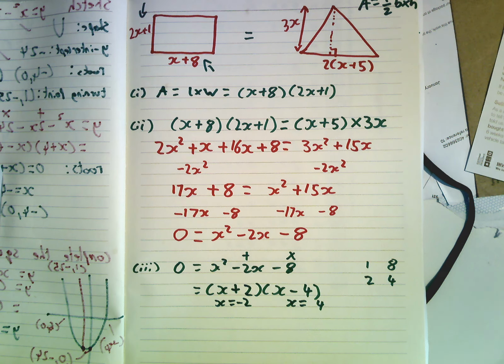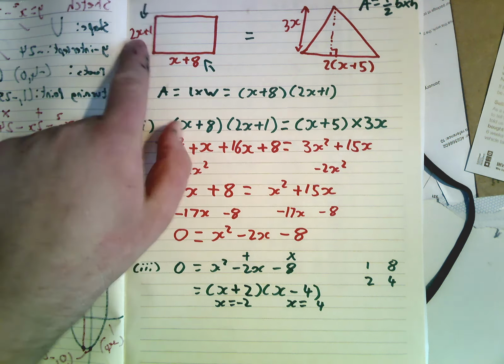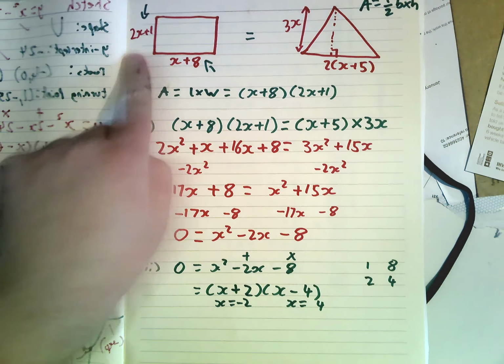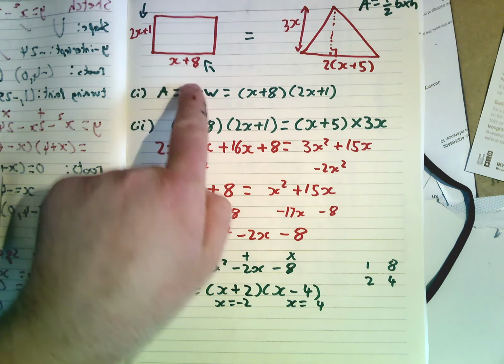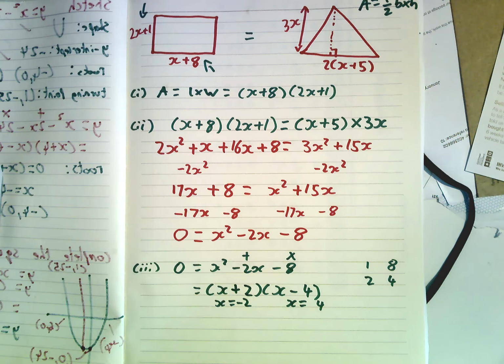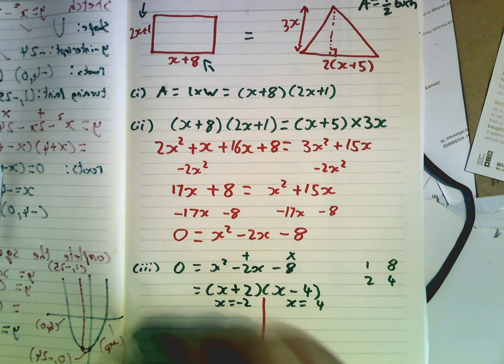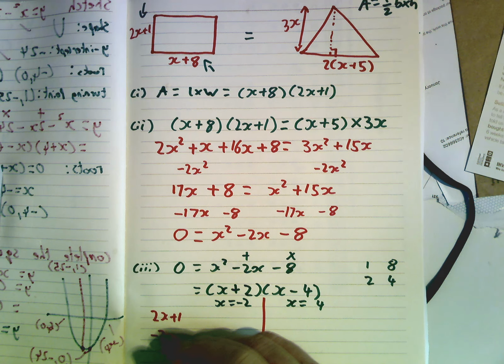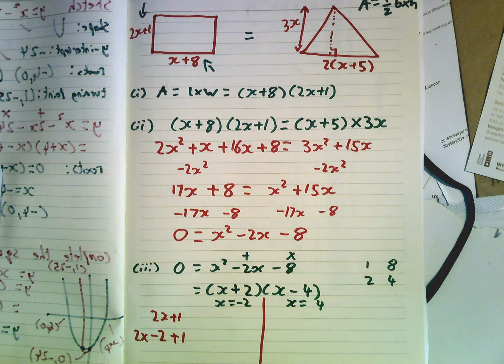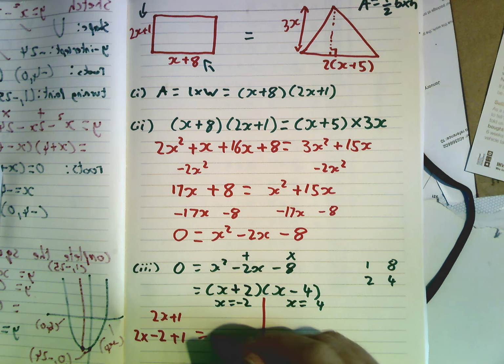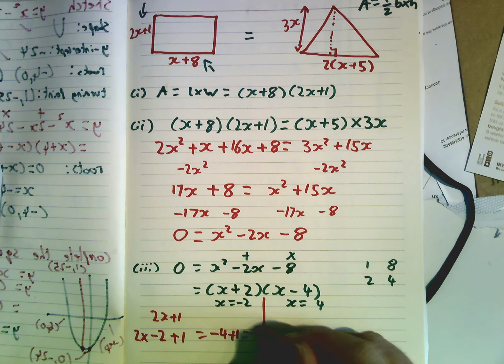Right, okay, so now what we need to do is find out the actual lengths of the rectangle. So we're going to use the information that we've got here. We're going to end up with two different sets of answers here. If x is minus 2, then 2x plus 1 would be 2 times minus 2 plus 1. And this is where we're going to have a problem. 2 times minus 2 is minus 4, plus 1 is minus 3.